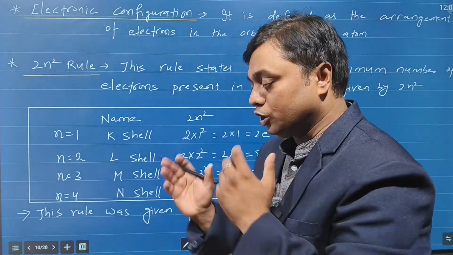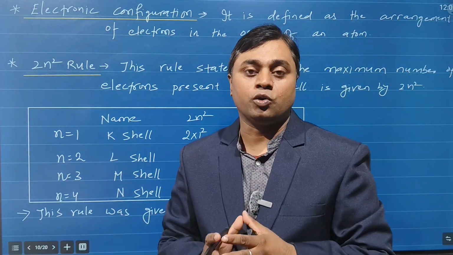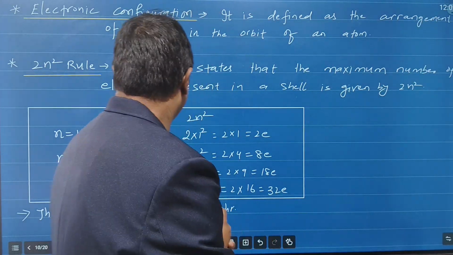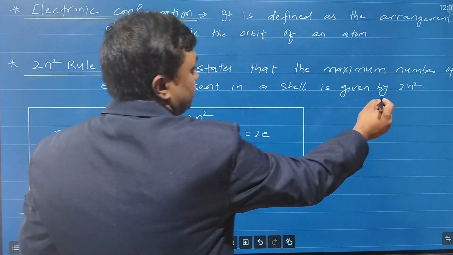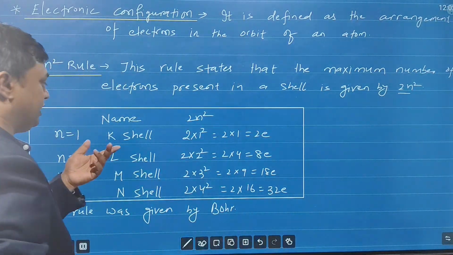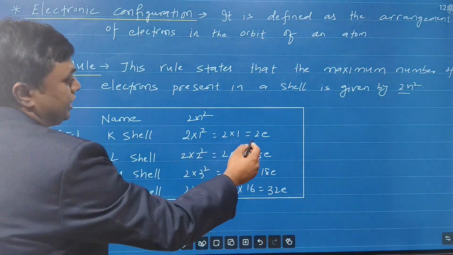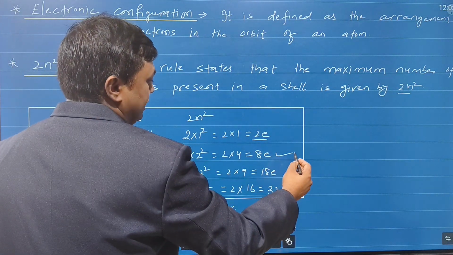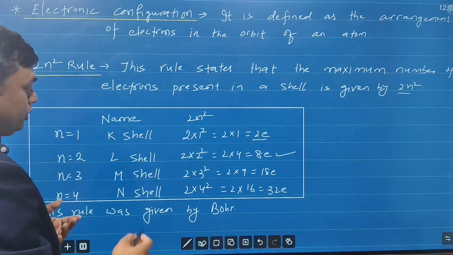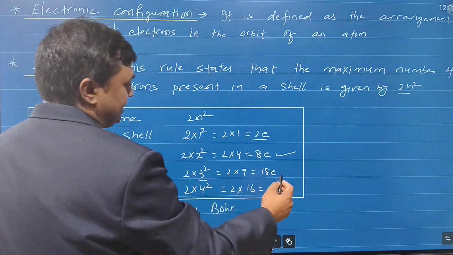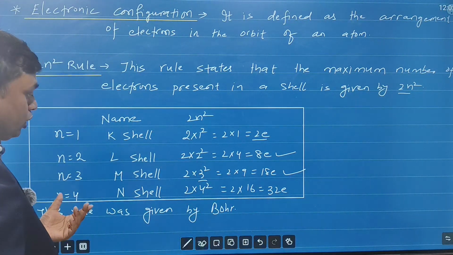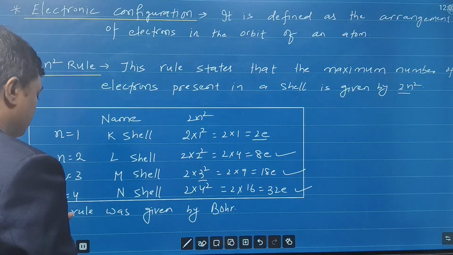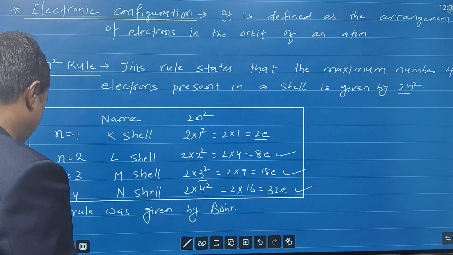According to this rule, the maximum number of electrons present in a shell is given by 2n square. For n equal to 1, it is called the K shell: 2 into 1 square, that is 2 electrons. For n equal to 2, the L shell: 2 into 2 square, that is 8 electrons. N equal to 3, the M shell: 2 into 3 square, that is 18 electrons. N equal to 4, the N shell: 2 into 4 square, that is 32 electrons. So this rule was given by Bohr only.